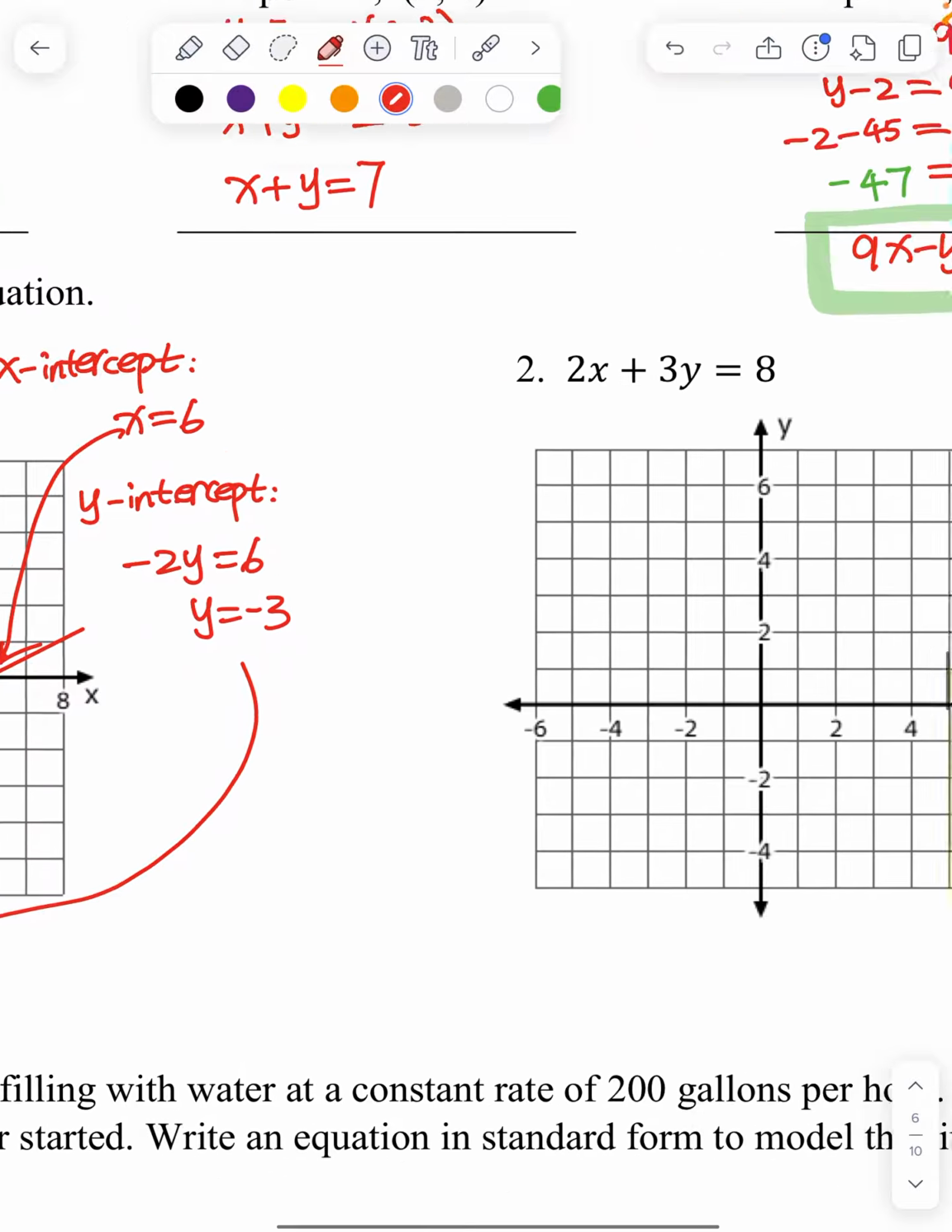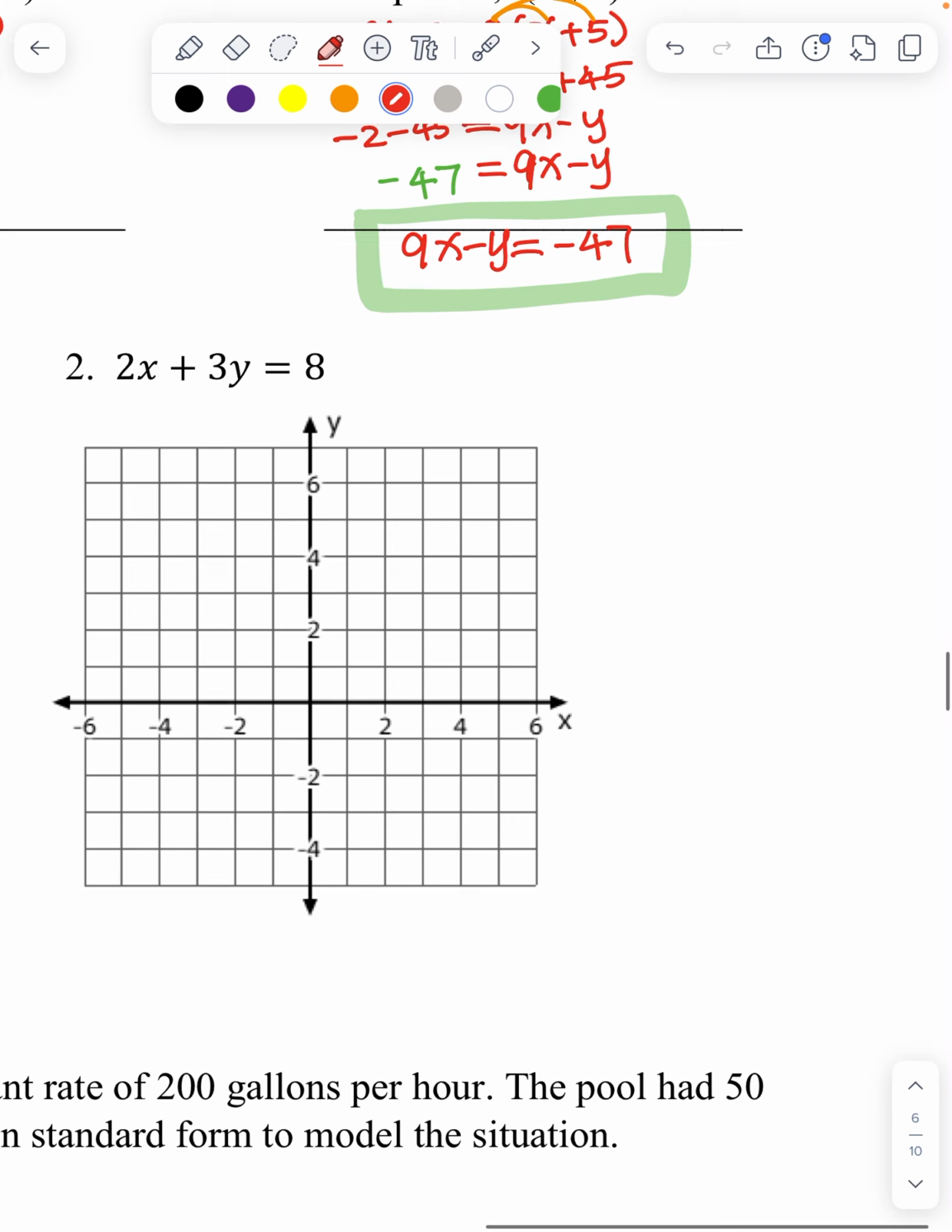Number 2. Okay, let's figure out the x-intercept. This time I'm only going to use the shortcut, the abbreviation. For the x-intercept, get rid of the y term. So 2 times x equal to 8. So x must be equal to 4. X equal to 4 right here. Right?